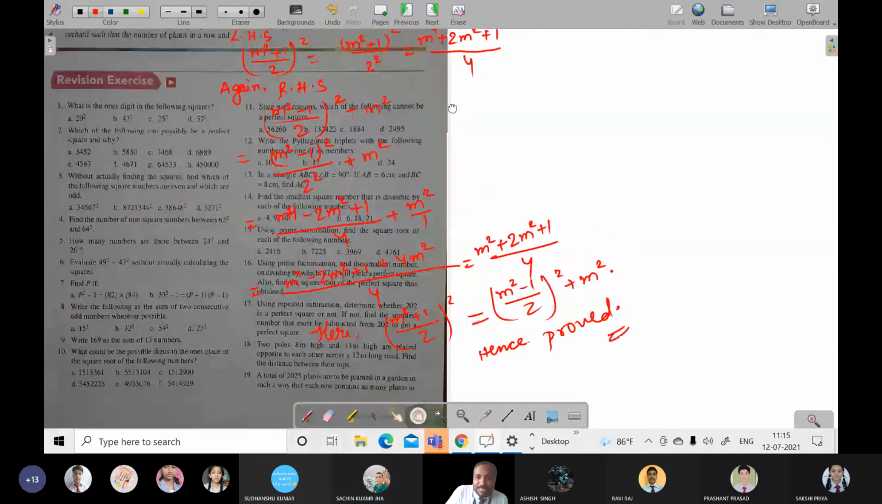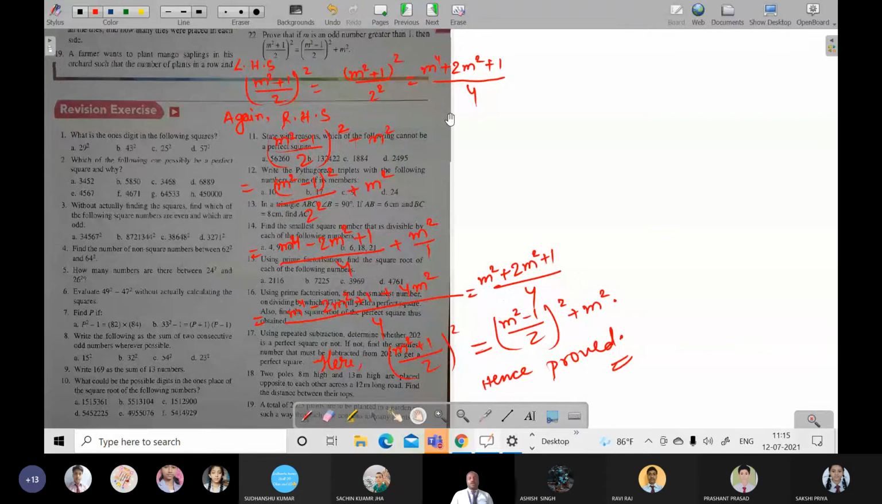There are two ways. Either by solving the LHS you can bring the RHS, or by solving the RHS you can bring the LHS, that is a proving method, or even both sides you can solve and bring the same solution. So what I had done, I had solved both sides and brought the same solution. At first the LHS, that was (m square plus 1 by 2) whole square. I had split the square of numerator and denominator separately. I had applied the (a plus b) whole square formula. I hope all of you know it.